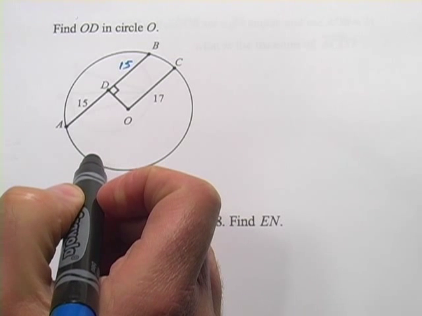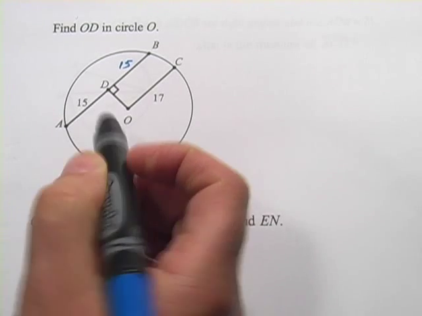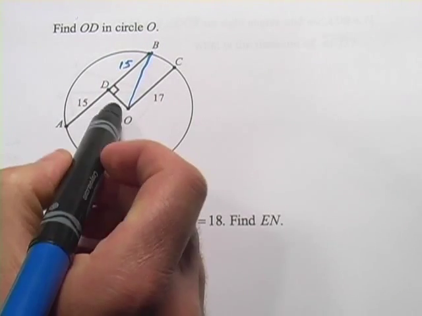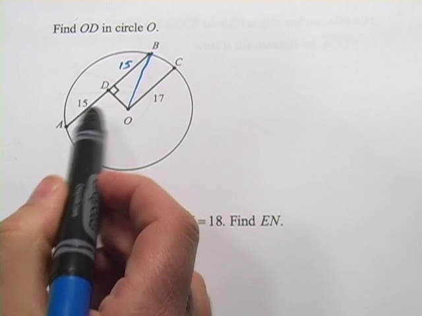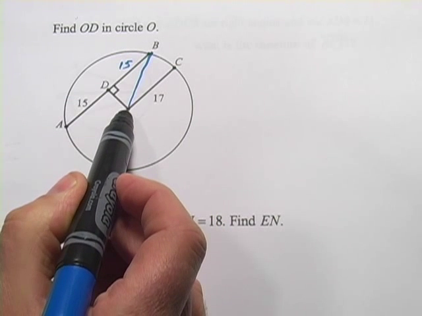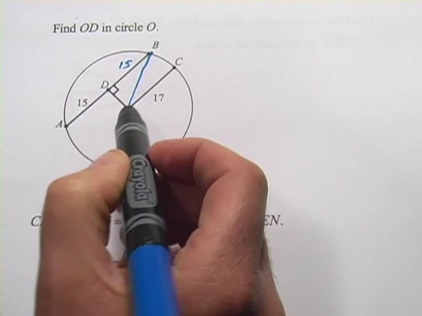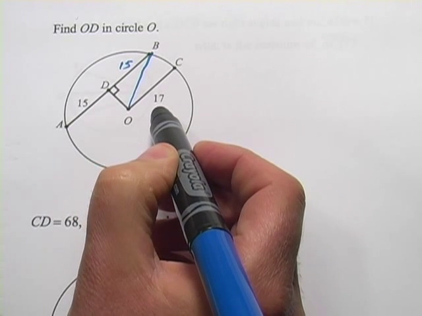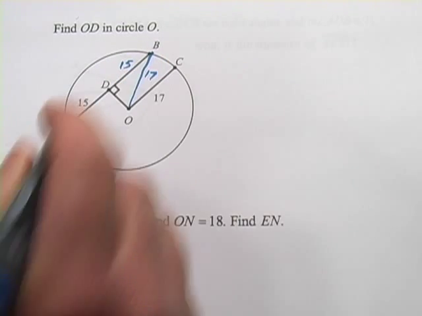At first it might look a little bit impossible, but what I'm going to do is actually draw in a line that isn't here. I'm going to draw a line from O to B, and that does two things. It creates a right triangle here, so I might have a chance of using the Pythagorean theorem to solve for OD. And also, it creates a radius. If you draw a line from the center of a circle to the edge of the circle, you've got a radius. And I've actually got another radius already on this diagram. O to C is a radius, and that's labeled as 17. And since every radius of a circle is going to be the same length, I know this side is 17.